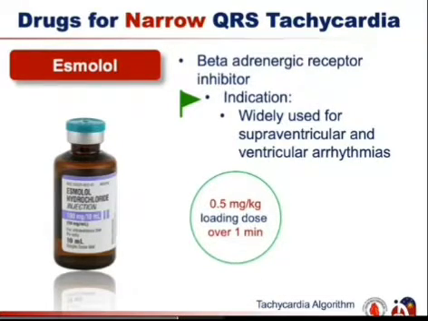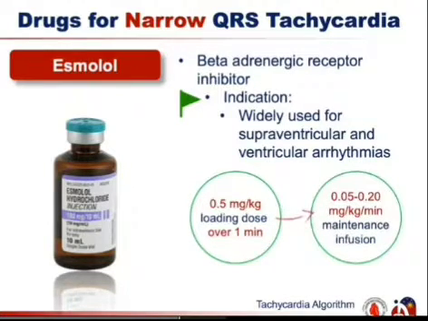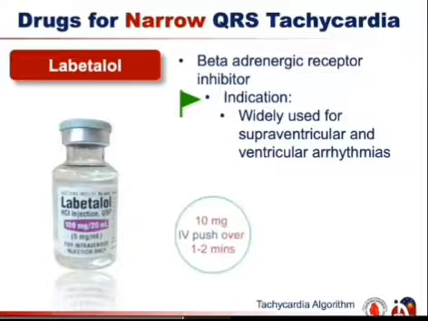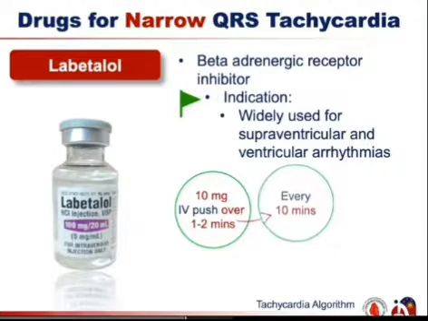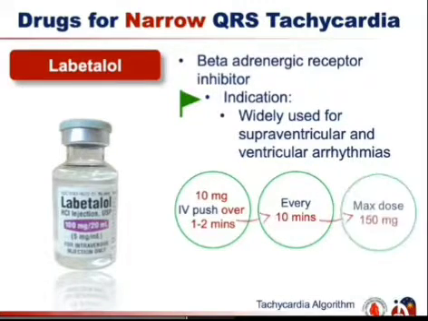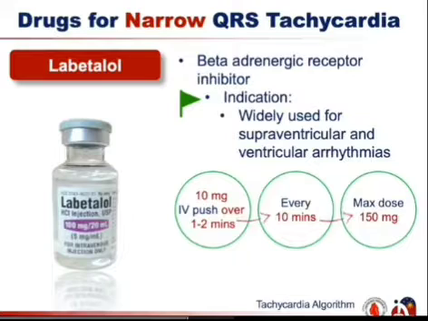One example of a beta blocker is esmolol, which you give at a loading dose of 0.5 mg per kilogram IV over 1 minute, and then followed by 0.05 to 0.2 mg per kilogram per minute as maintenance infusion. Another example is labetalol, which you can give at an initial dose of 10 mg slow IV push over 2 minutes, and may be repeated every 10 minutes until you reach a total maximum dose of 150 mg.